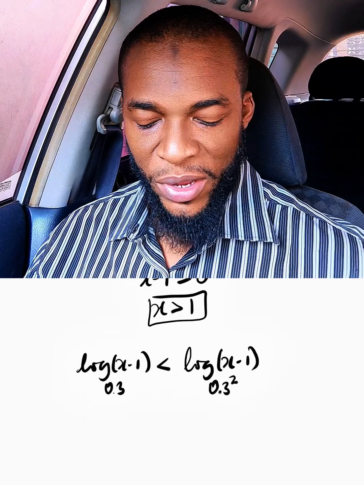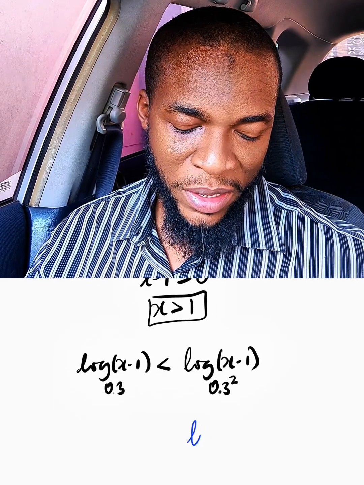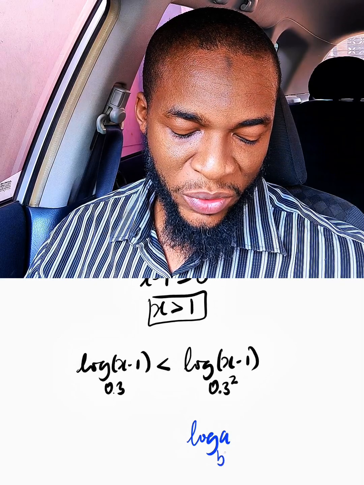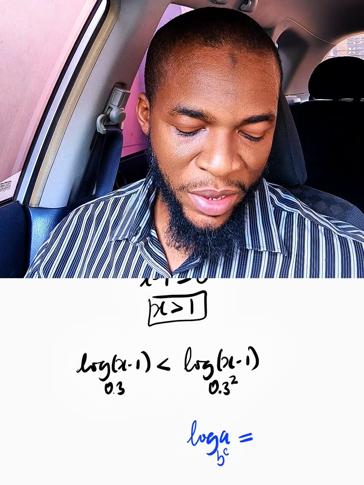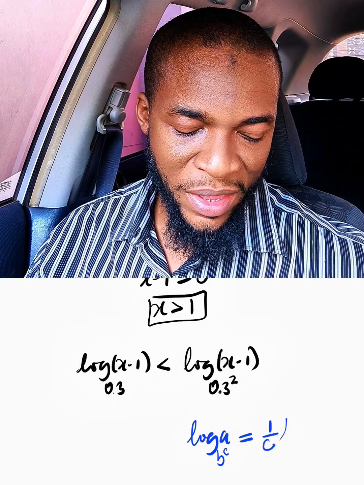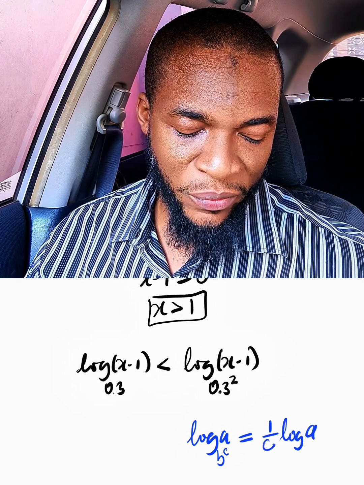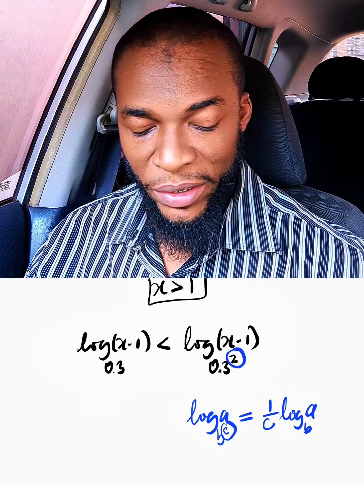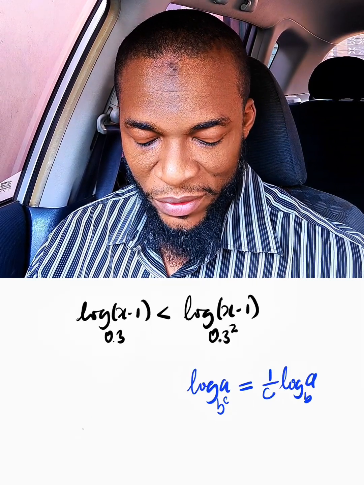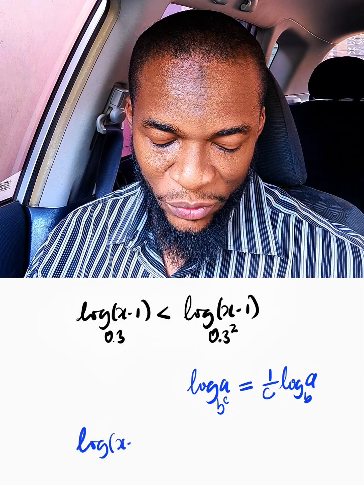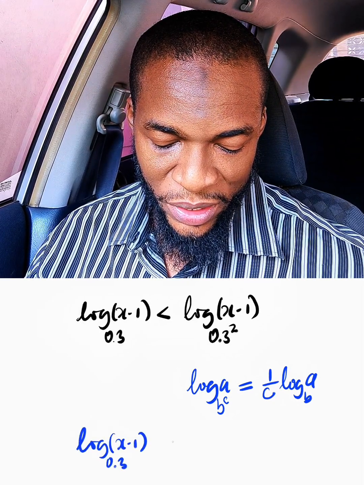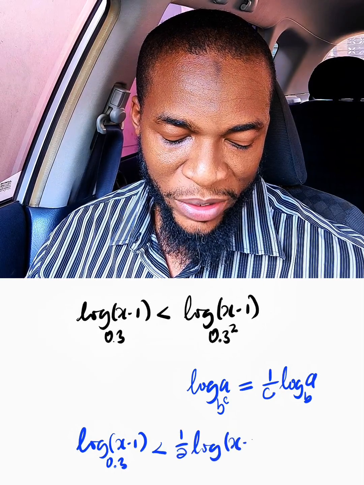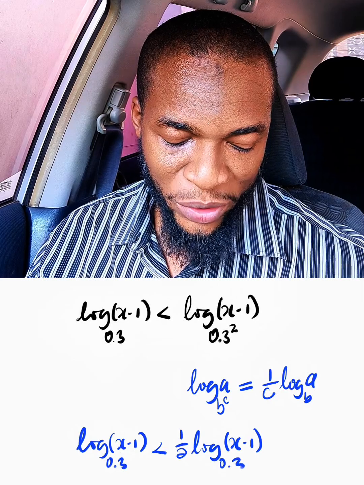Now, this brings us to another law of logarithm, which states that if you have log of a with the base of b, but this b is raised to the power of something, c, this can be expressed as 1 divided by c times log of a with the base of b. So if you relate, this 2 corresponds to c here, right? So we can write our inequality as log of x minus 1 with the base of 0.3 less than 1 divided by 2 multiplied by log of x minus 1 with the base of 0.3.